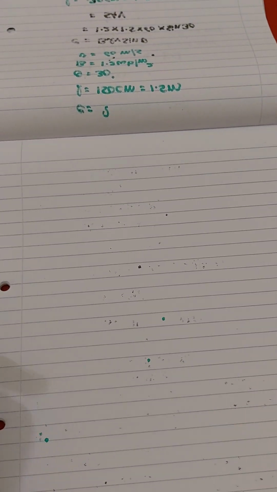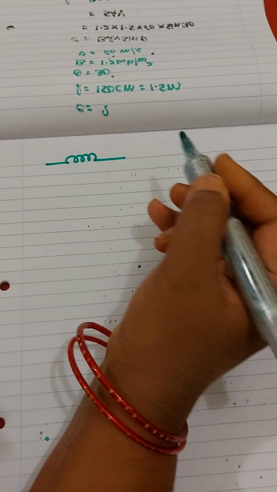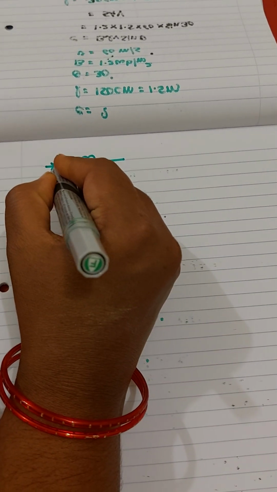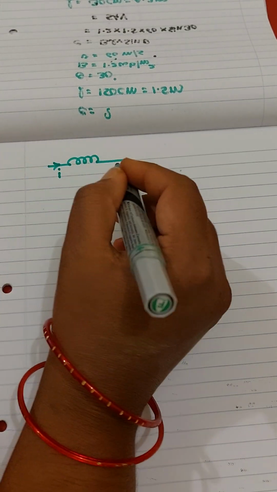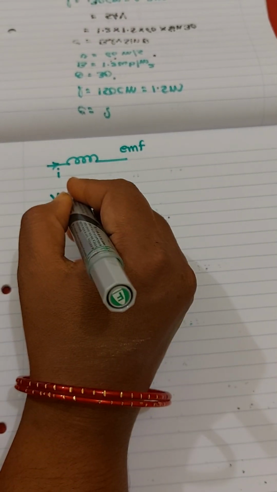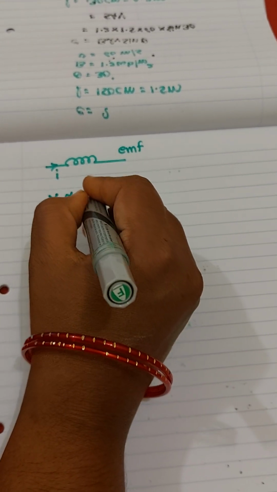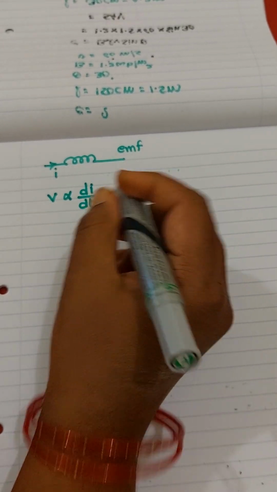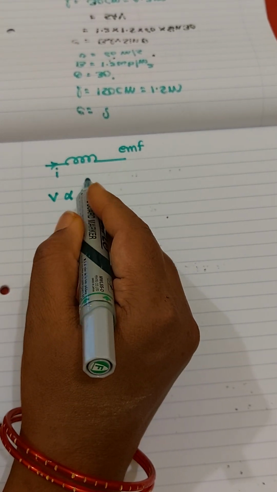self-inductance and mutual inductance. So what is this about? If there is an inductor, like this, I let current pass through it. So obviously what happens when a current is passed through a coil, it will produce an EMF, meaning voltage, right? Voltage is directly proportional to the rate of change of current, because the current is given continuously and EMF will be produced, right? So voltage is directly proportional to di by dt.